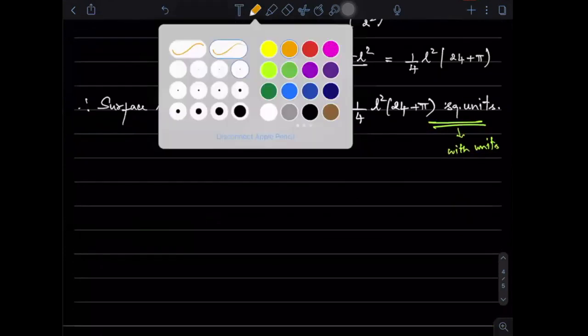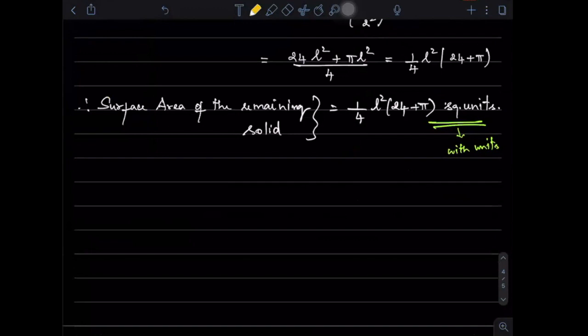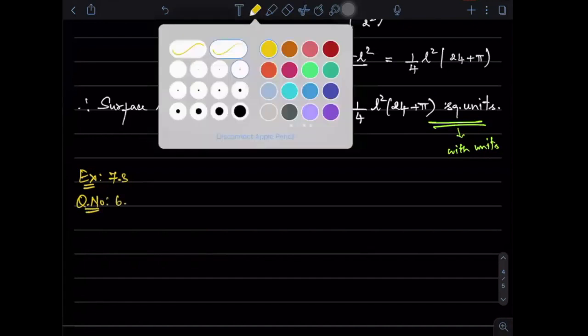Whereas in the exercise question, in the problem, wait, let me write down the question. In the exercise, what question is it now? The exercise number is 7.3 if I'm right. Yeah, exercise 7.3, question number 6, children. And the diagram, look, they have given the diagram already.